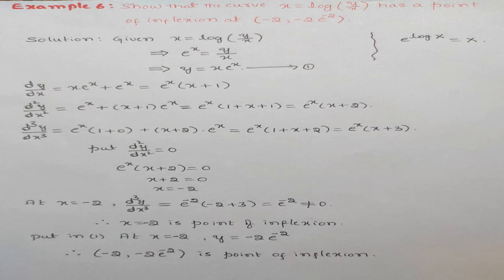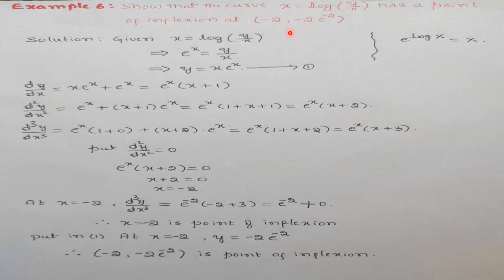Next problem, example 6. Show that the curve x is equal to log of y by x has a point of inflection at minus 2 comma minus 2 e power minus 2. They have already given the inflection point.